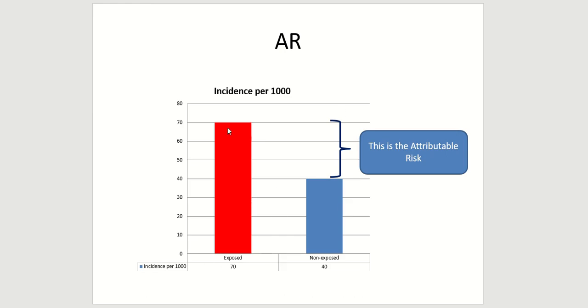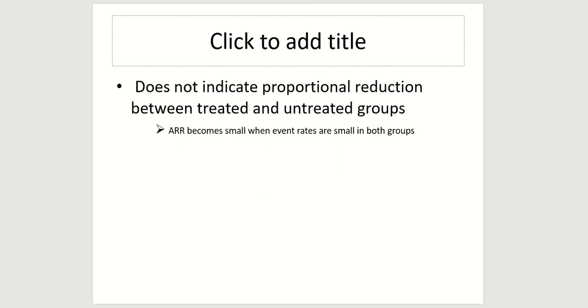So in this figure right here, I'm trying to explain what I said a moment ago. If you have 1,000 people and they're not exposed, you expect to see 45. Here I drew 40. I made a mistake. It should be 45. So this is what you expect to see in the not exposed. In the exposed, you saw 70. The difference between the two is what we call the attributable risk. Okay, the additional number of cases you would expect to see due to the fact that they are exposed. Does not indicate proportional reduction between treatment and untreated.